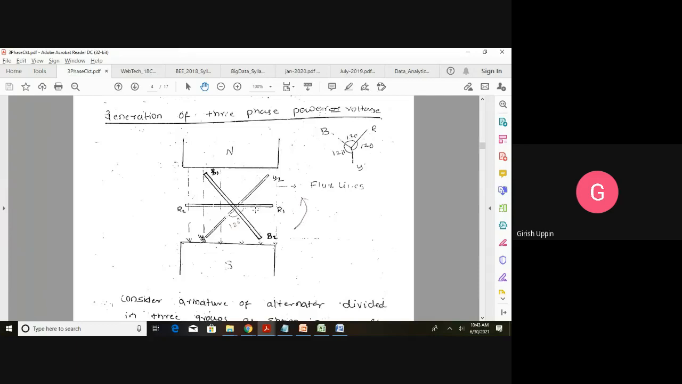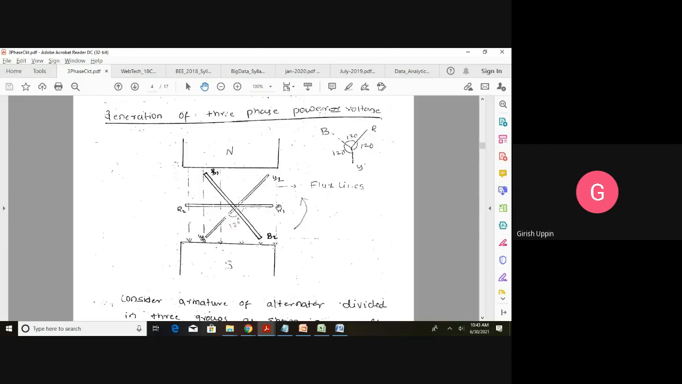All these are mounted on the same armature and they will be rotated with the same speed. So everything is mounted on the same armature. When we rotate the armature, all the three coils will rotate simultaneously. Whatever the speed you rotate, all the three coils will get rotated with the same speed.